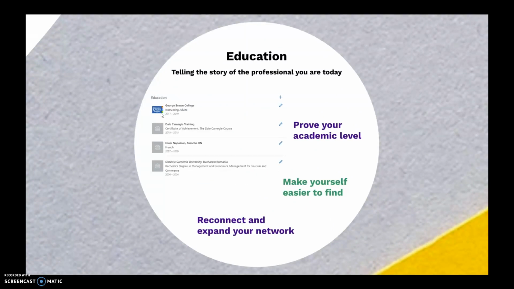The education section is where you tell the story of the professional you are today. And this is more than just proving your academic level. It makes you easier to find, and you may be able to reconnect with an ex-schoolmate, maybe even get to work and collaborate with them.